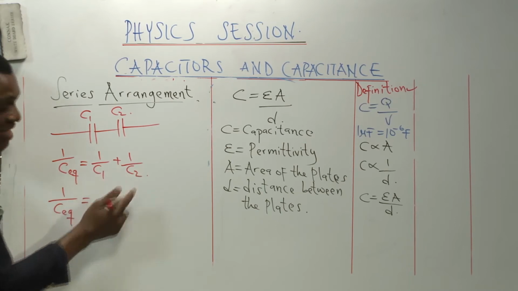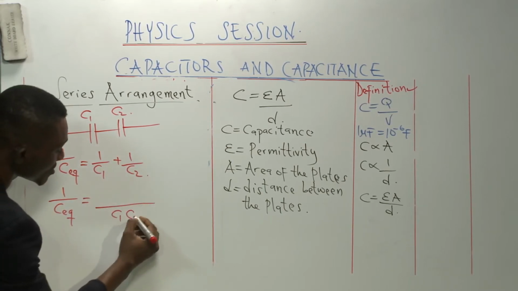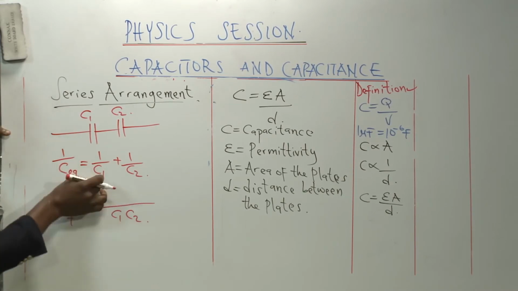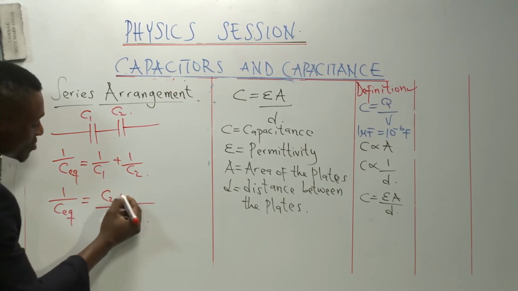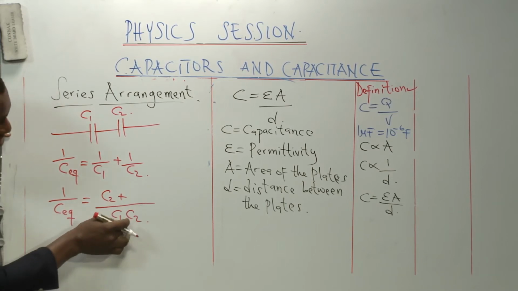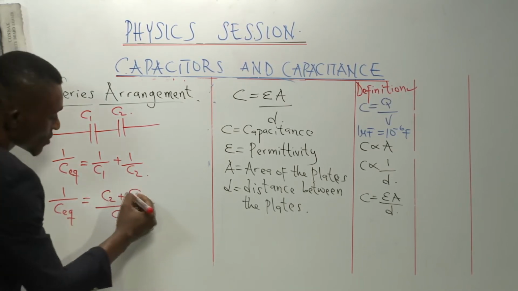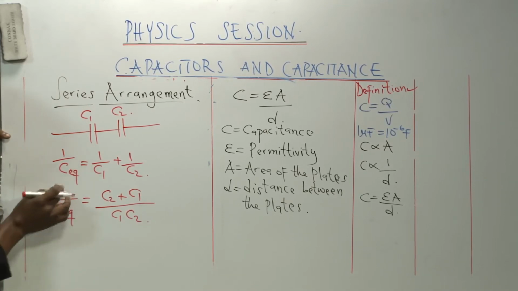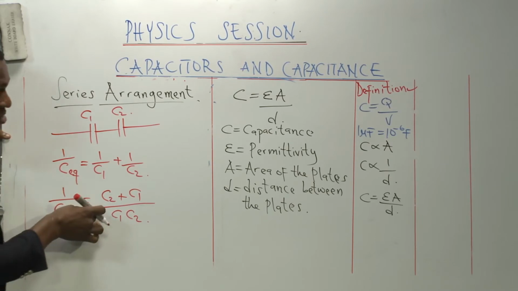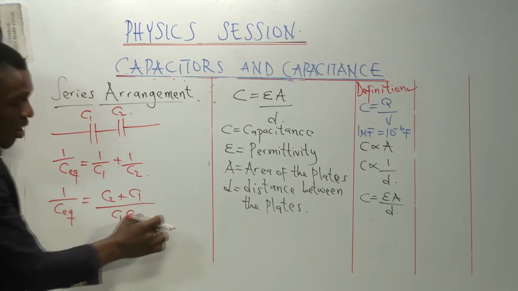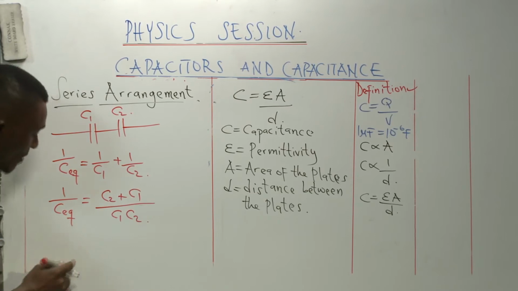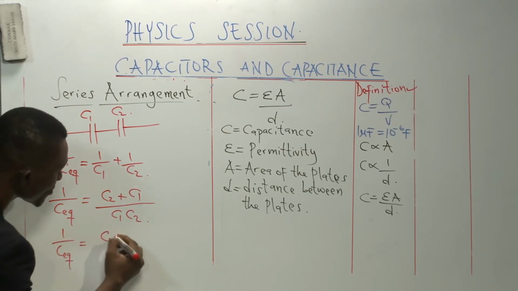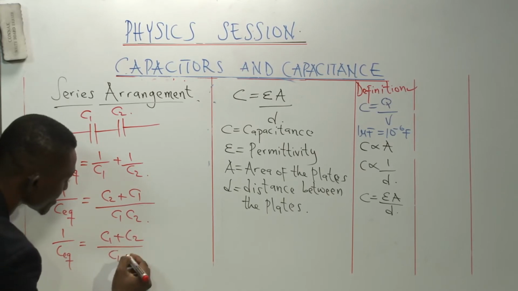So from here, we have 1 over C equivalent. The LCM of C1 and C2 is going to give us C1, C2. So when we divide this by C1, that's C1, C2 divided by C1, we have C2 plus, and when we have C1, C2 divided by C2, we have C1. So that tells us that 1 over C equivalent is equal to C2 plus C1, all divided by C1, C2. Permit me to write this like this: C1 plus C2 divided by C1, C2.